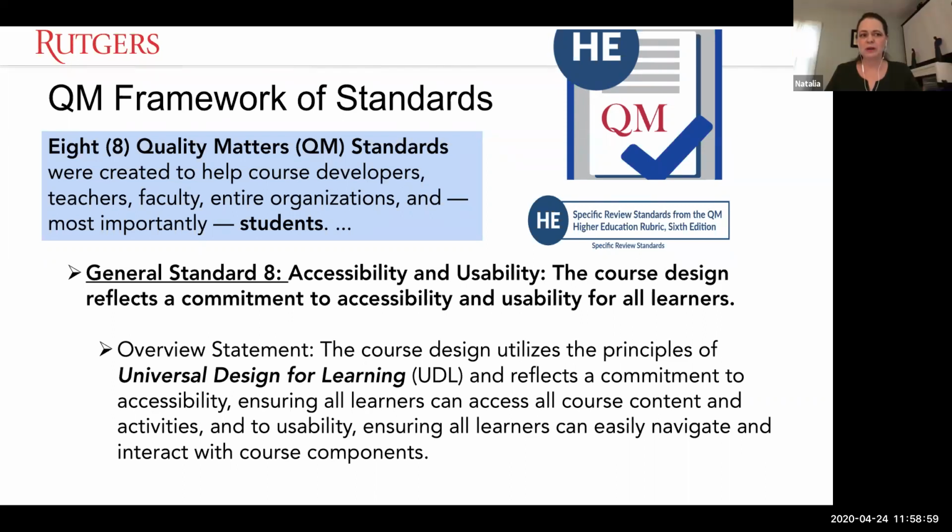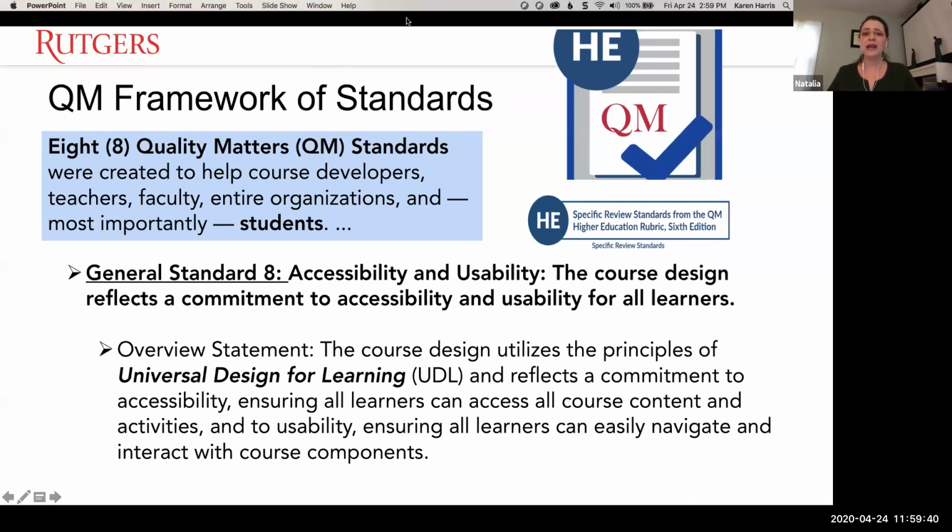Well, we are at the Quality Matters Conference, so I know everybody is very much aware of the standards and we appreciate them. Particularly Standard 8 is about accessibility and usability, and in the overview statement, it even lists universal design for learning, and the fact that the course is designed to utilize its principles and reflects a commitment to accessibility, ensuring all learners can access all course content and activities, and to usability, ensuring all learners can easily navigate and interact with course components. And accessibility and usability is really step one, or level one, and it's very, very important.